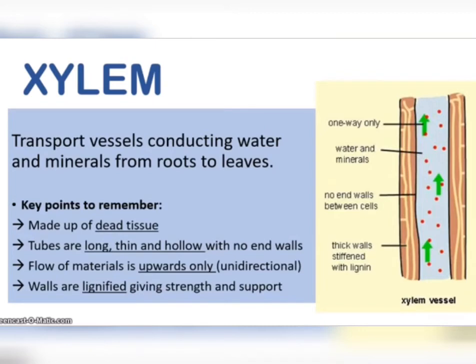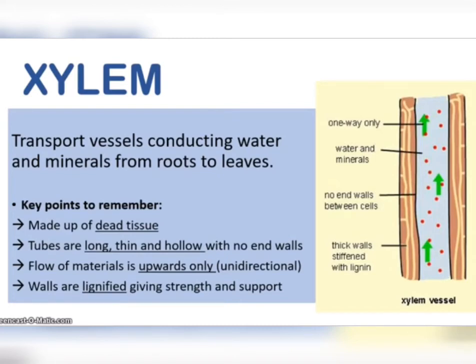Now the key points to remember about the structure of these xylem vessels. First of all, they're made up of dead tissue. The reason that the tissue is dead, meaning that the cells are not living, is that this prevents any chemical reactions going on in the cells. Water can react with different substances in the cells to carry out different reactions, so we definitely don't want that happening. The whole purpose of the xylem vessel is strictly for conducting the water and the minerals upwards. So you don't want the water stopping and reacting with anything in the cells.